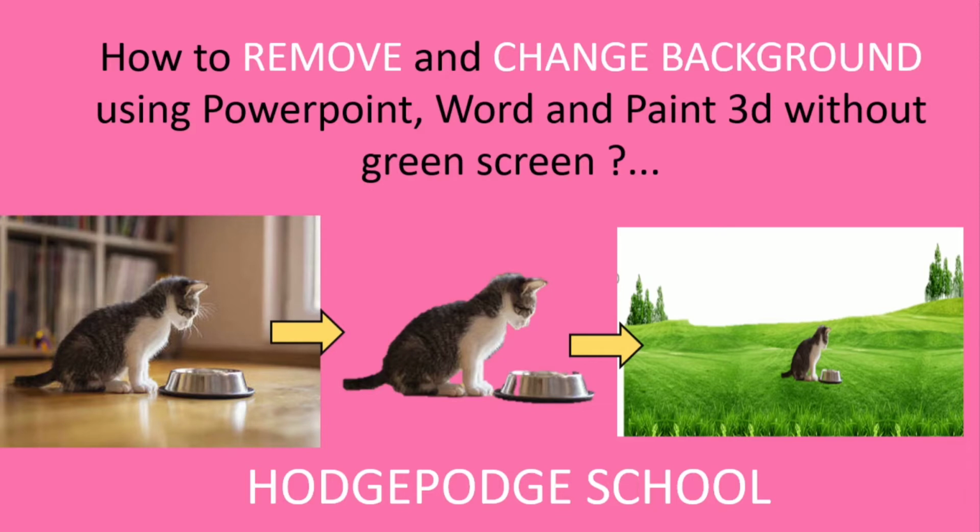In today's video, let's see how to remove and change the background of an image using three ways: PowerPoint, MS Word and Paint 3D, without a green screen. So as you see in this picture, we can easily remove the background of an image and paste it into another background of our wish. So let's see how to do this beautiful work in a jiffy.